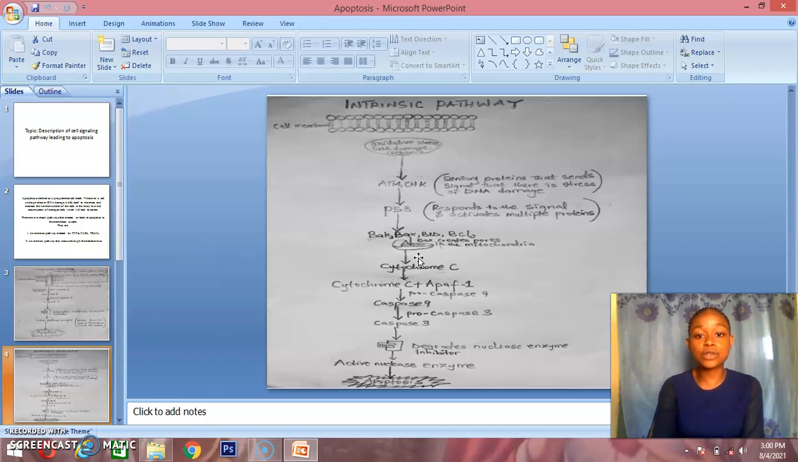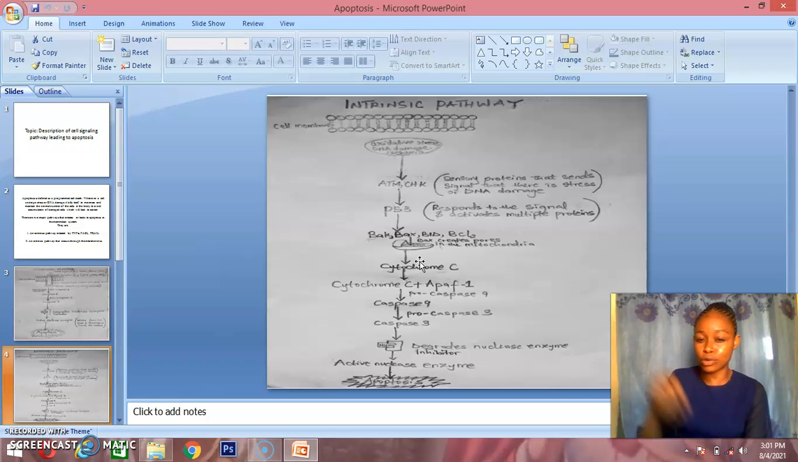And then the BAX creates a pore inside the mitochondria. When it creates a pore inside the mitochondria, cytochrome C comes out. Then the cytochrome C pairs with APAF1 to phosphorylate caspase 9. The caspase 9 phosphorylates caspase 3. Phosphorylation simply means activation. It activates caspase 3, which degrades the nucleus enzyme inhibitor.